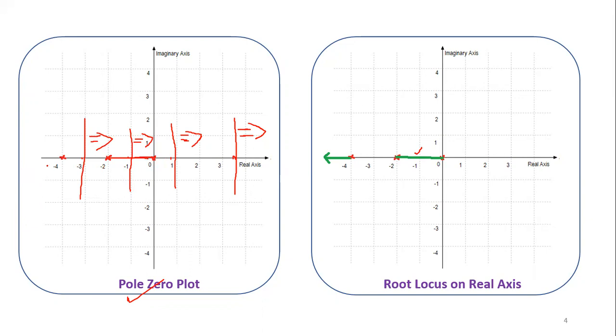And next, if you place a test point here and check the number of poles and zeros, the total number is 3. 3 is an odd number, so a root locus will come. So on the entire negative real axis from -4 to negative infinity, we have a root locus. That is why I'm showing it with a dark line.